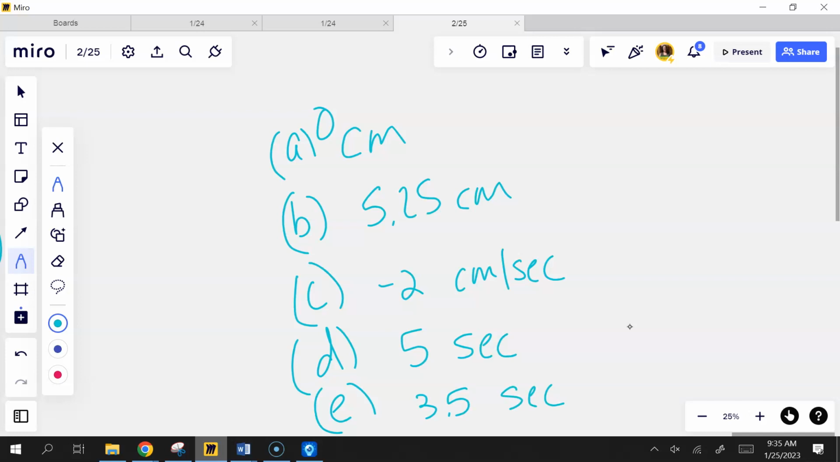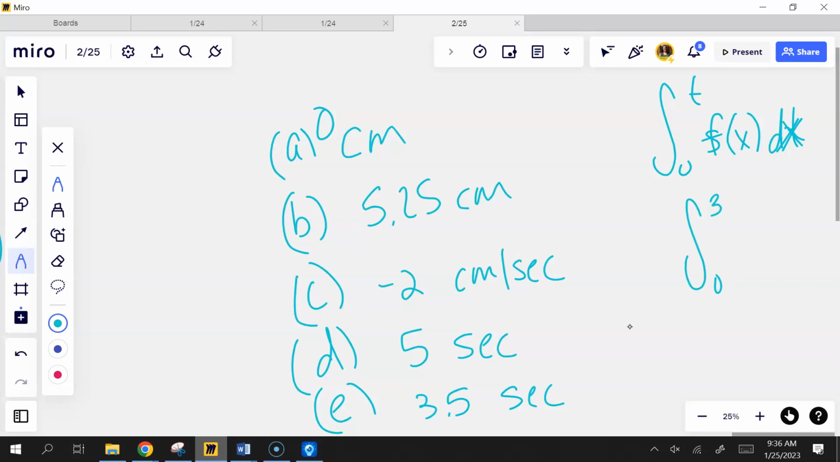Which ones do y'all need me to do of those, A through E? E, B, and C? Okay, everybody got A, right? What's the particle's position? You're just plugging into your 0 to T. So from 0 to 0 is, of course, 0. Part B asked, what is the particle's position at t equals 3? So I'm looking for the integral from 0 to 3.